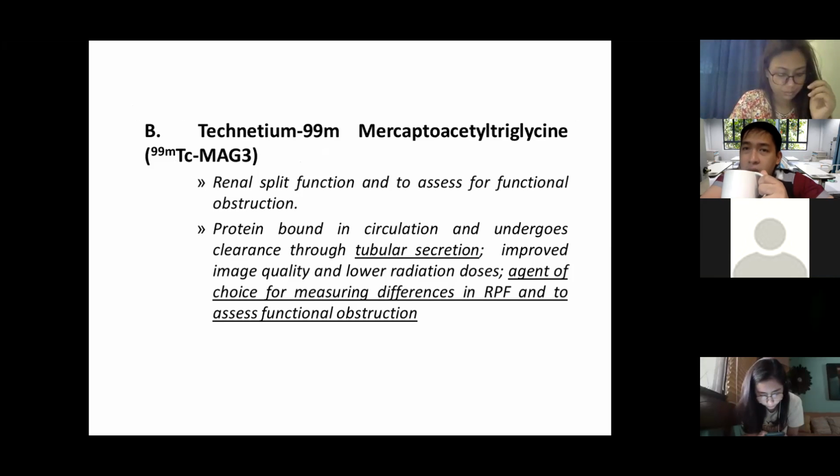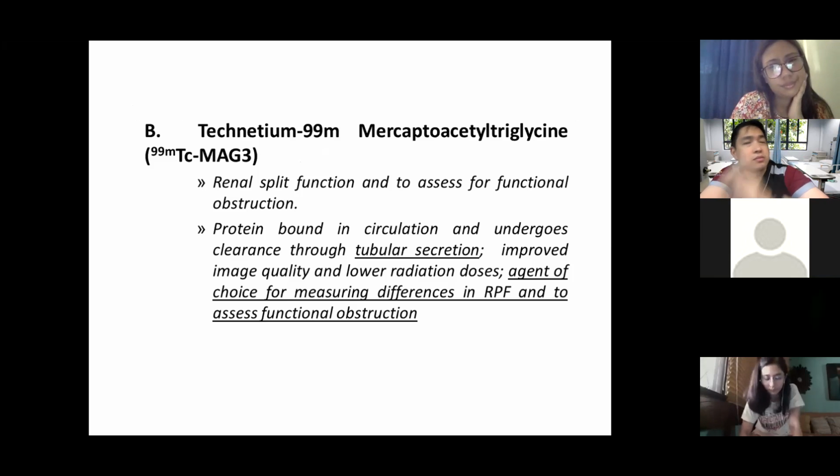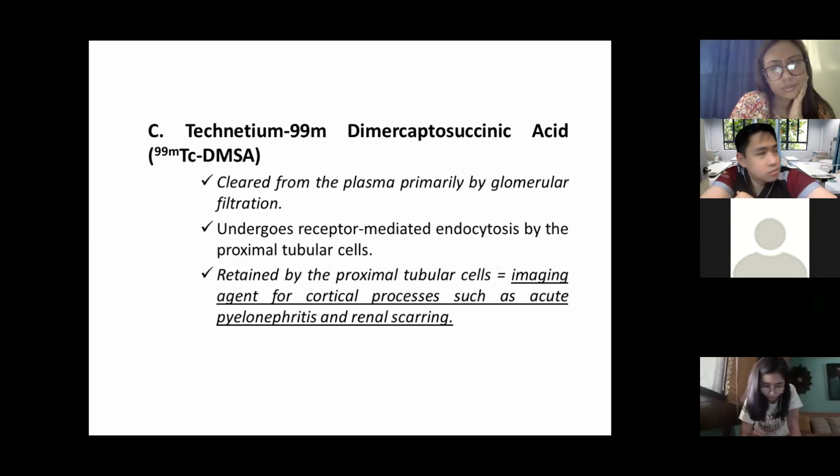Next is technetium-99m mercaptoacetyltriglycine, or Tc-99m MAG3, which can be used to determine the renal split function and to assess for functional obstruction. Renal split function is used to determine the relative function of each kidney. This is protein bound in circulation and undergoes clearance through tubular secretion. It has improved image quality and lower radiation doses. Thus, this is the agent of choice for measuring differences in renal plasma flow and to assess functional obstruction.